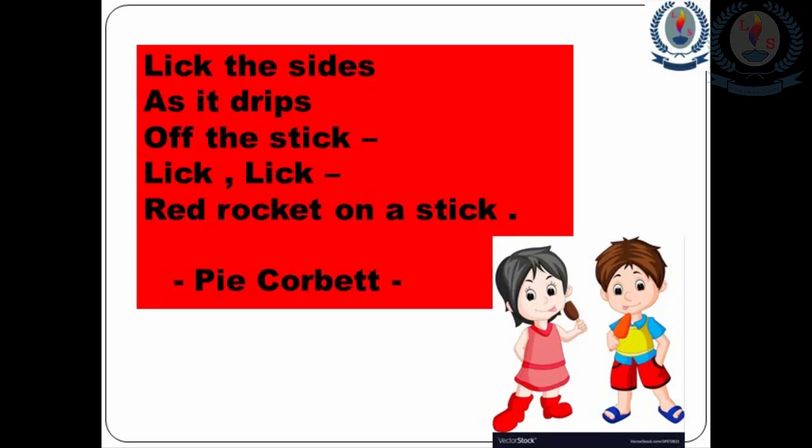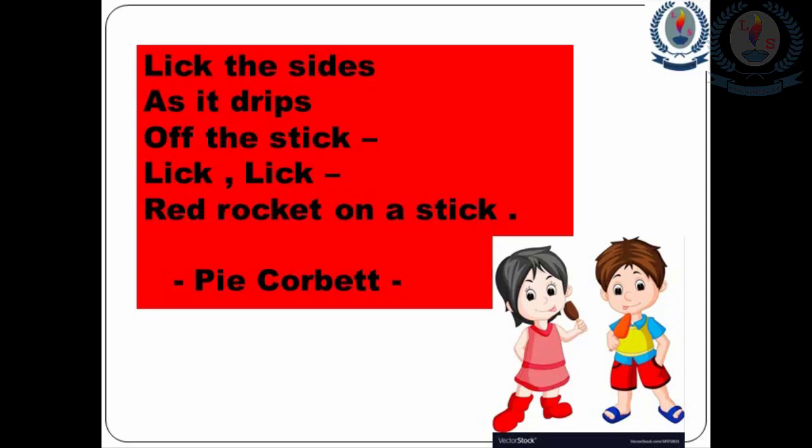Children, here the writer is telling us to lick the sides. Again the writer is describing the places of an ice lolly, the sides of the ice lolly. Then come to the second line, as it drips off the stick. As it drips. Drips means going inside the mouth. That means sinking.